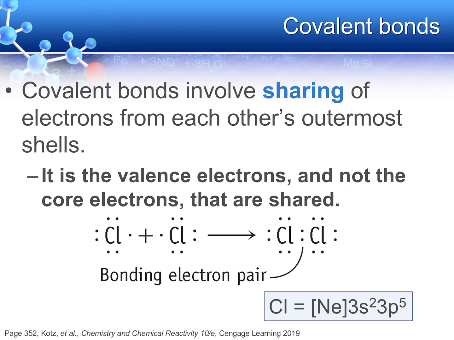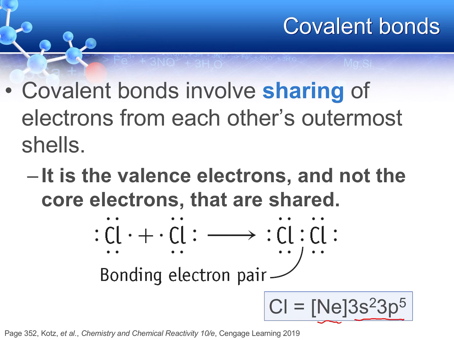Covalent bonds involve sharing of electrons from each other's outermost shells. In this example, we see that it's the valence electrons and not the core electrons that are shared. And that is why when we were talking about electron configurations, we were always careful to write them in terms of the noble gas structure. If we write the electron configuration for chlorine, it's neon plus 3s2, 3p5. So chlorine has 7 valence electrons.